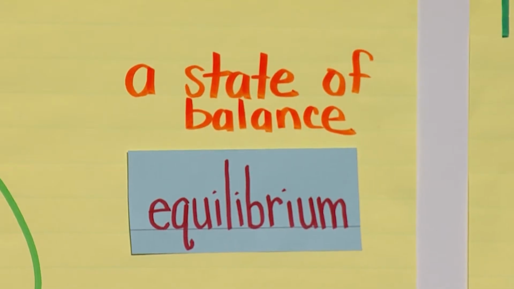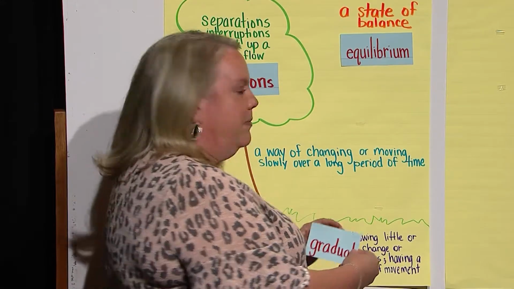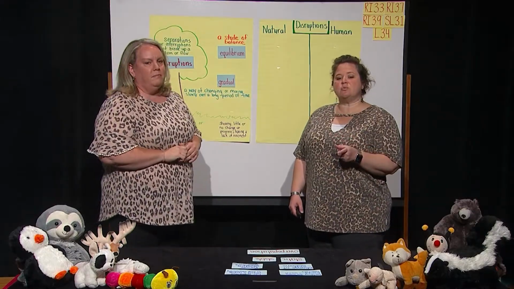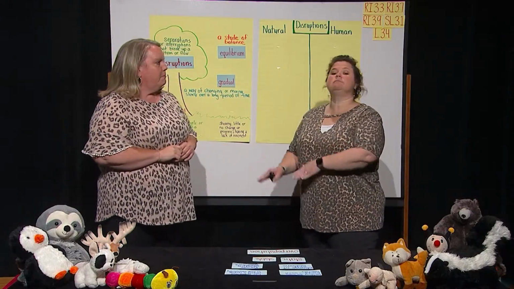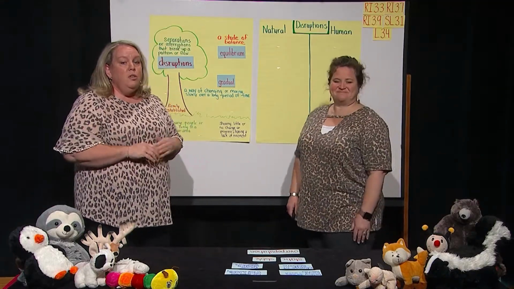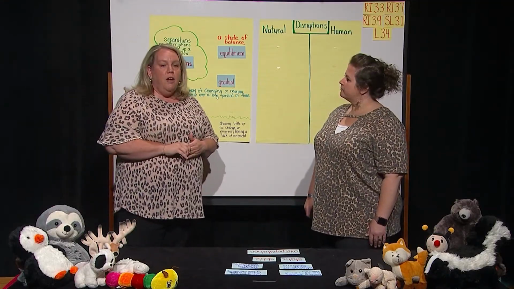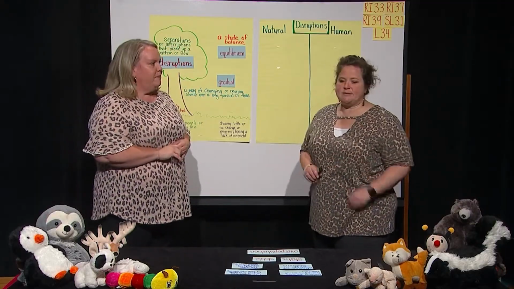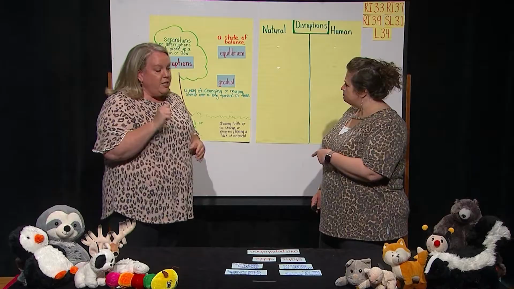Now we have the word gradual. That's an adjective. Gradual describes a way of changing or moving slowly over a long period of time. So do this motion with me to help us remember gradual. So learning to read and write is a gradual process, taking years to master. True, true. Excellent use of gradual, Miss Summer. Do you have our next word? I do.